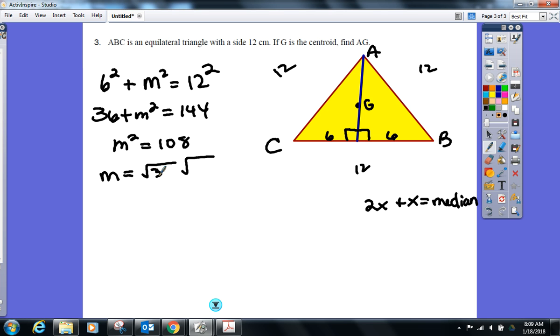36, and what do you multiply 36 by? Yep, so the median length is 6 radical 3. The entire median has a length of 6 radical 3. So now I can say, all right, 2 to 1, I know when I add those together, I get 6 radical 3. All right, 3x equals 6 radical 3.